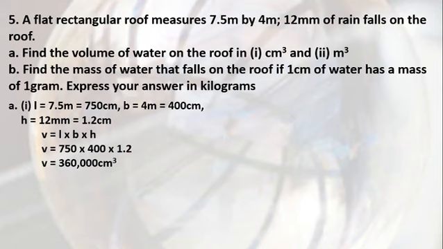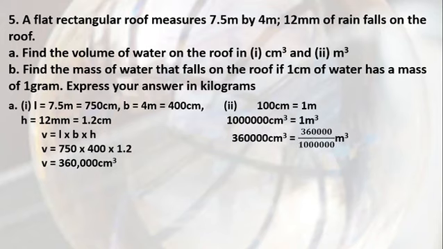The question also says we should find the answer in meters cubed. Now we are aware that 100 centimeters will give us 1 meter. So if we find the cube of both sides, then you have 1 million centimeters cubed equal to 1 meter cubed. And then we want to find the corresponding value for 360,000 centimeters cubed. So we divide by 1 million, and that will give us 0.36 meters cubed after conversion.